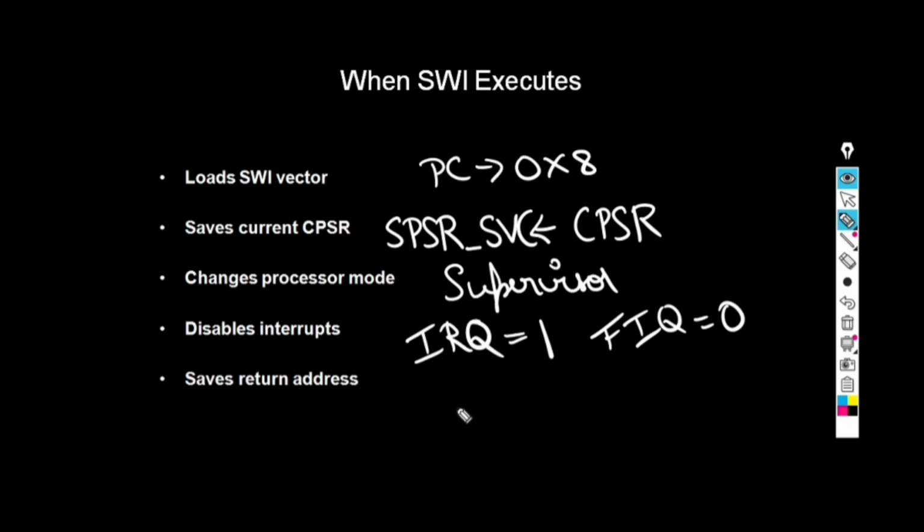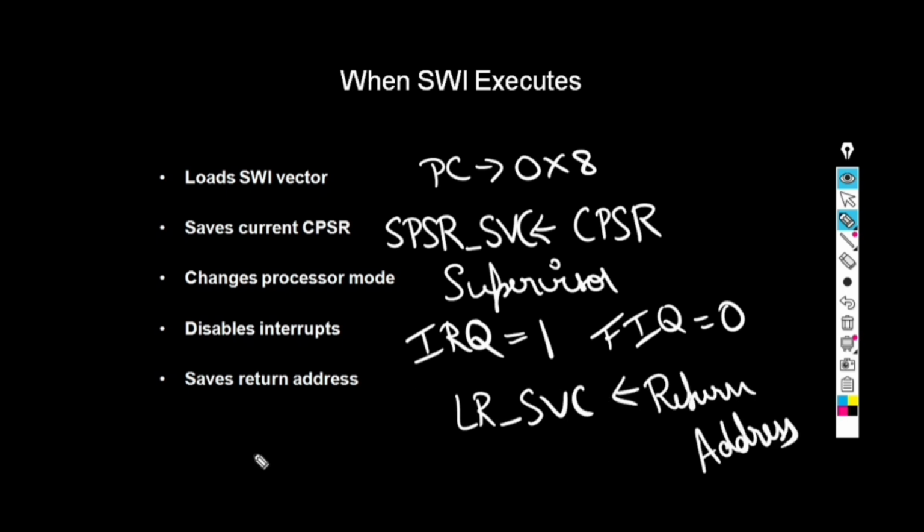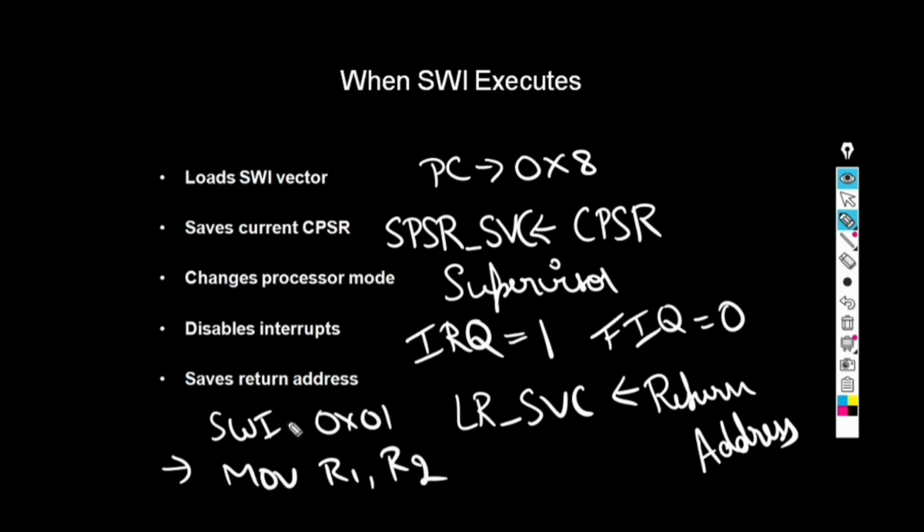And one more thing you will notice is that LR_SVC is updated with the return address. Why exactly is this required? Let's assume you have executed some instruction like this, and let's assume the next one is some move operation which is supposed to be carried out after this particular step. Then the address of this particular instruction will be stored in the link register of supervisor mode. So these are the different changes you will observe as soon as you encounter an SWI or software interrupt instruction.